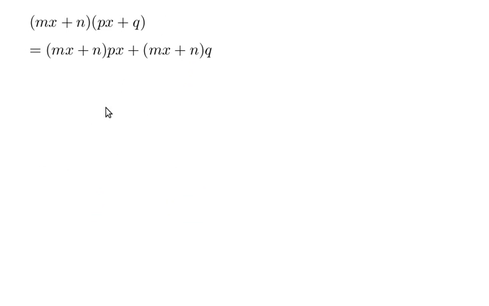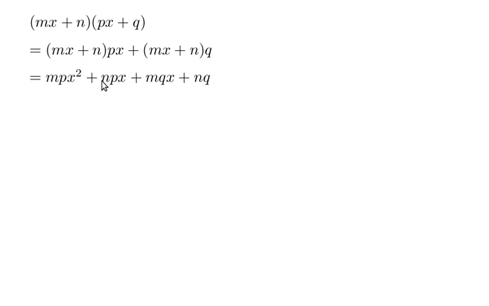So this px distributes to the mx, so we'll have mpx squared. This is just from distributing the px to the mx, and then we'll do it to the n. So plus npx, and then the q to the mx, so we'll have plus mqx, and then n to the q, plus nq.